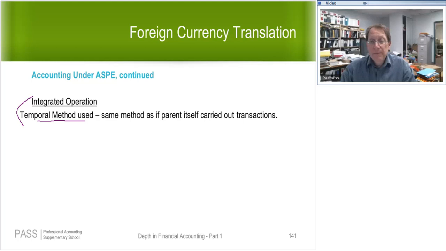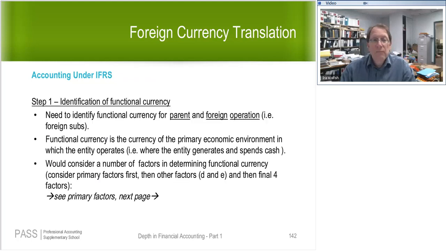Okay, that was ASPE. IFRS ends up being a totally different analysis, but the end result is the same. Under IFRS, there are 3 steps. Step number 1: you have to identify the functional currency for every parent and sub, every foreign operation. Maybe you don't have a sub; fine, then just do it for the parent. What is the functional currency?